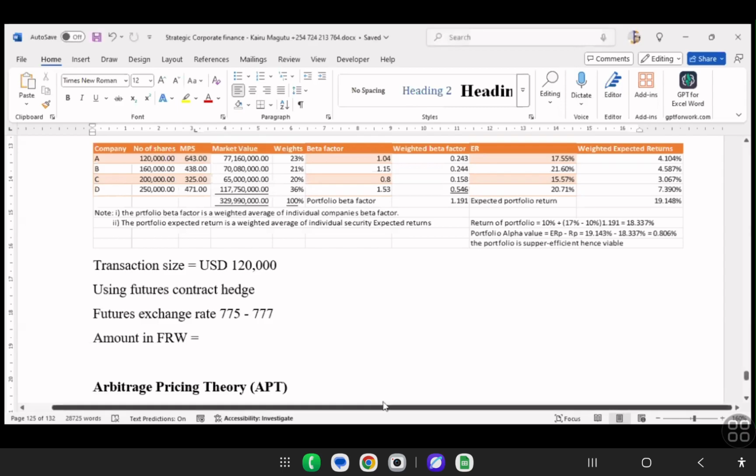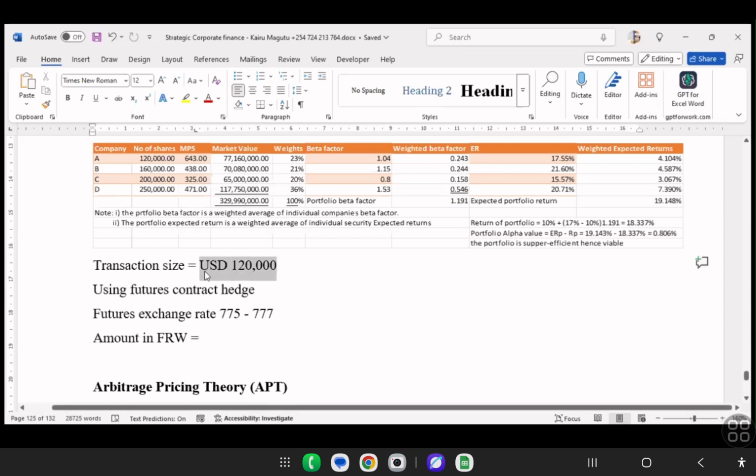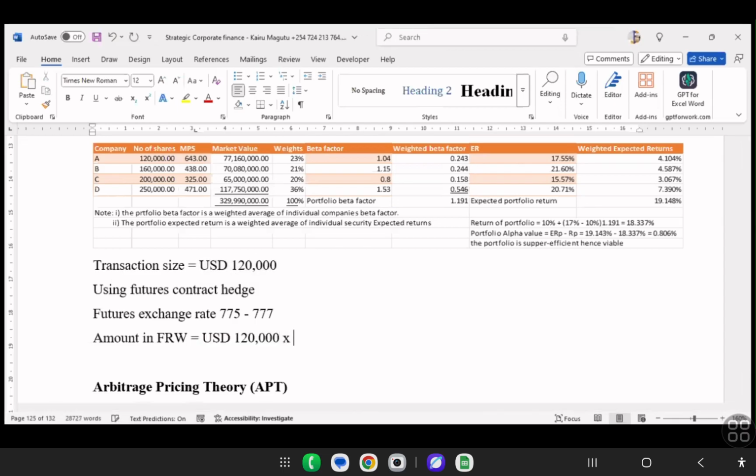This trader will go to the bank to buy the dollars because this is a Rwandese with the Rwandan francs. Because this is a direct quote, as we mentioned, the bank will sell at a higher rate. So it will be the Rwandan francs, 777 per USD. The bank will sell high. How much is 120,000 multiplied by 777?